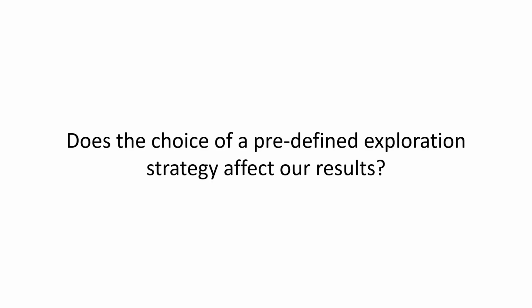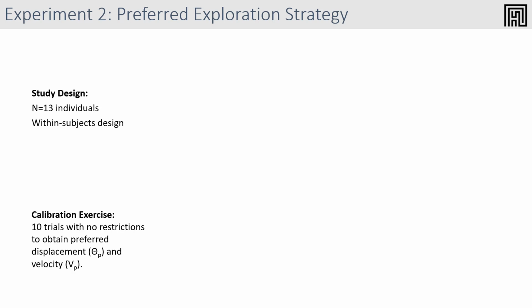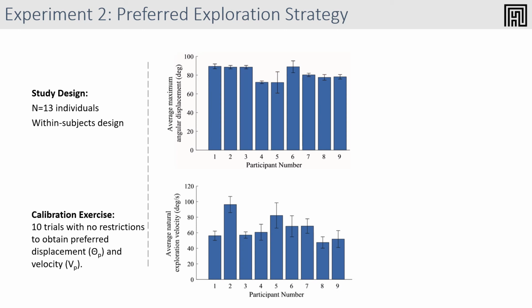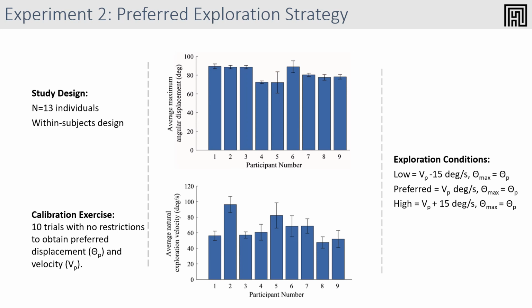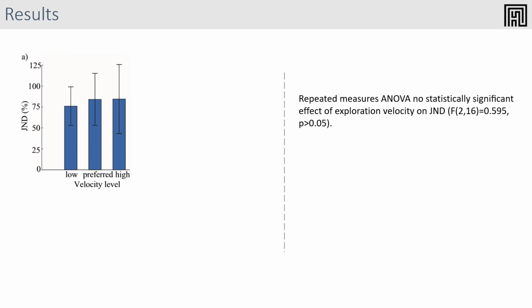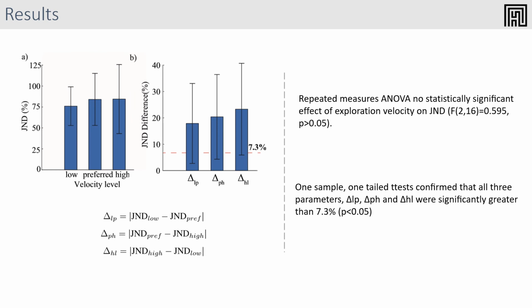To further study this, we investigated if the choice of a fixed velocity was responsible for our results. We repeated the same experiment for 13 subjects. However, this time a calibration experiment was added where we evaluated each participant's preferred exploration displacement and velocity over 10 trials and defined their experimental conditions accordingly. We evaluated their JNDs at their preferred velocity plus minus 15 degrees per second for their preferred displacement. We found no statistically significant trend to indicate any advantage for a particular condition. However, the pairwise differences were still larger than the size of the downstep of our staircase.